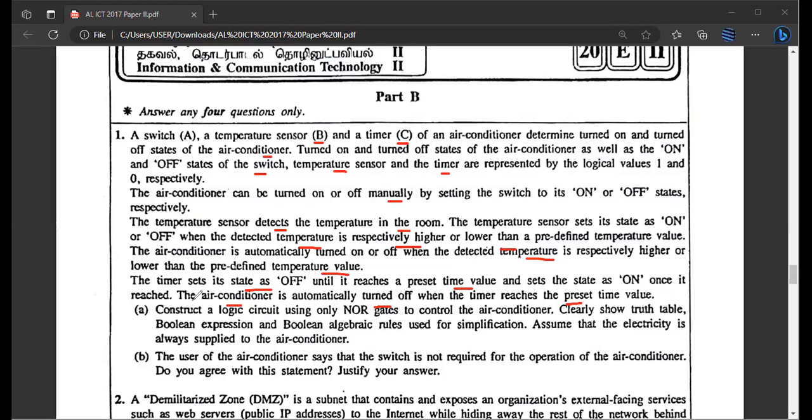So the A, construct a logic circuit using only NOR gates. So you can use only NOR gates to control the air conditioner. Clearly show truth table, Boolean expression, and Boolean algebraic rules used for simplification. Assume that the electricity is always supplied to the air conditioner. So they have given assumption for you to assume that the electricity is always supplied to the air conditioner. Right. So let's see how to do this.